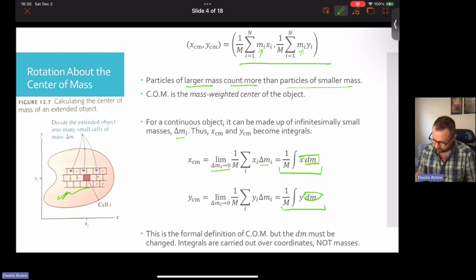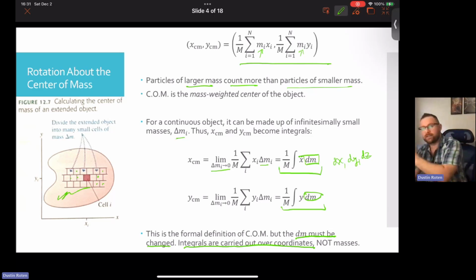So this is the formal definition of the center of mass, but the dm here, this little mass infinitesimal, we normally don't integrate across masses. We actually integrate across a dx, dy, or dz. So the catch here is that anytime you have this dm, you have to change it. The dm must be changed. Integrals are carried out over coordinates. So we have to find a way to relate a dm to a dx or a dy or a dz.